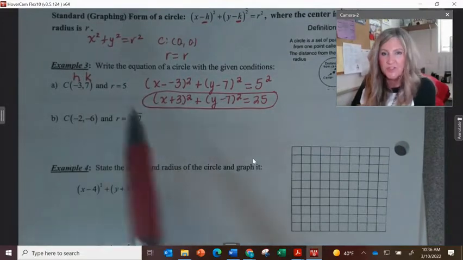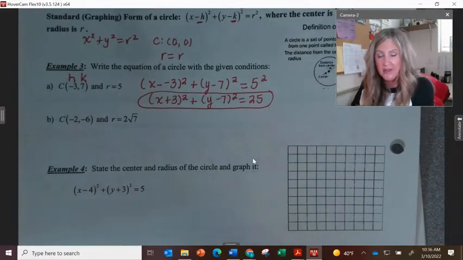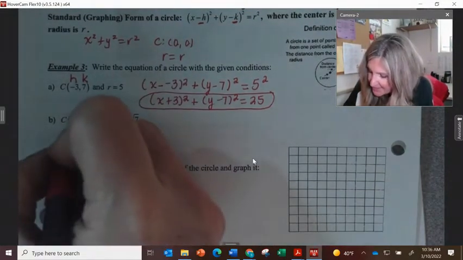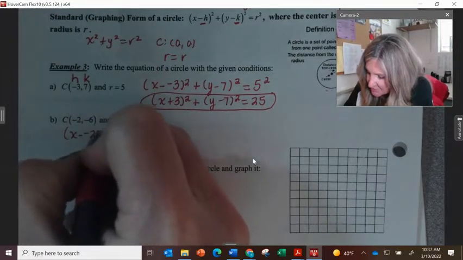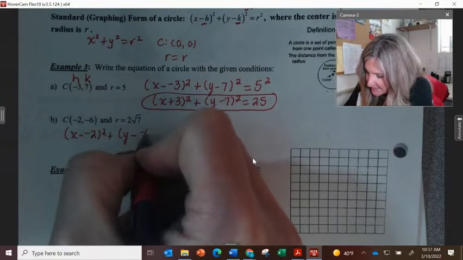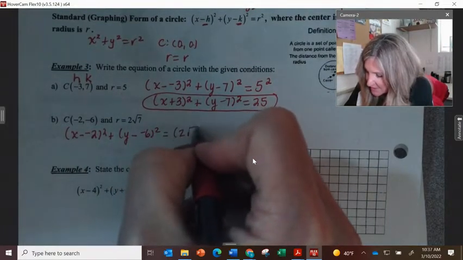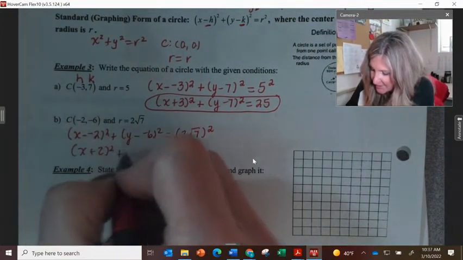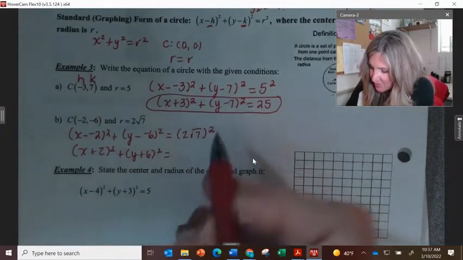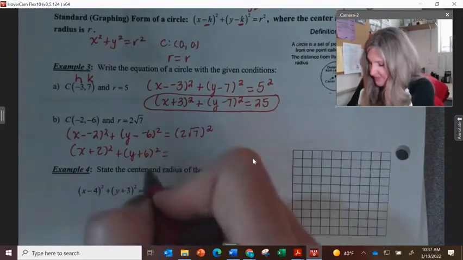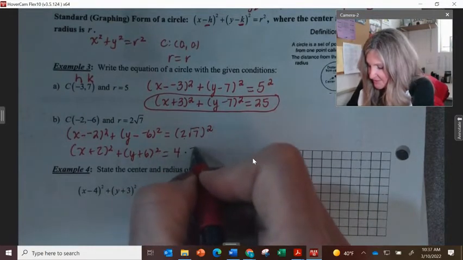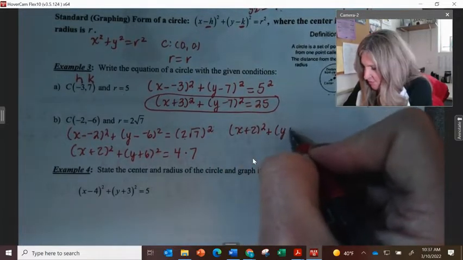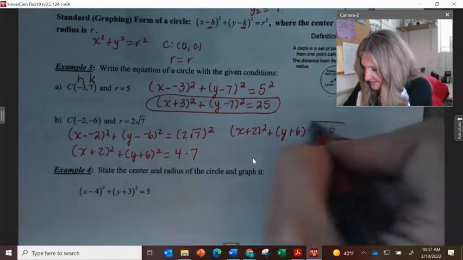All right, let's go ahead and do this one. You should try it on your own. Maybe pause the video, try it on your own, and then come back and check. Okay, so I've got my center here, so I'm going to do x minus -2 squared plus y minus -6 squared equals the quantity 2 radical 7 squared. Well, that's going to turn into x plus 2 squared plus y plus 6 squared equals, now when I do this, I have to square the 2 and I get 4, and I have to square the radical 7, and that's going to give me just 7. And so then I'm going to have x plus 2 squared plus y plus 6 squared equals 28.